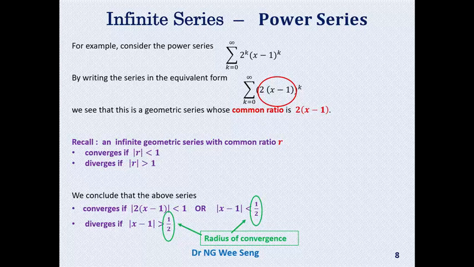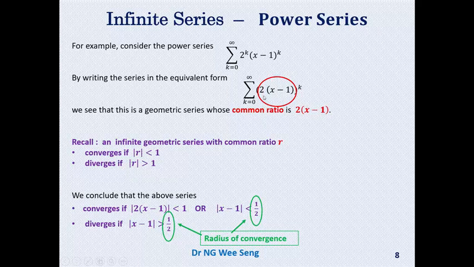We end the video with another example of a power series, which is also a geometric series. I'm using this to illustrate the concept of radius of convergence. It's not hard to tell that this is a geometric series. Common ratio is 2 times (x minus 1). Let's recall the condition for a geometric series to converge. If the geometric series has a common ratio r, it will converge if the absolute value of r is less than 1, and diverges if the absolute value of r is greater than 1.